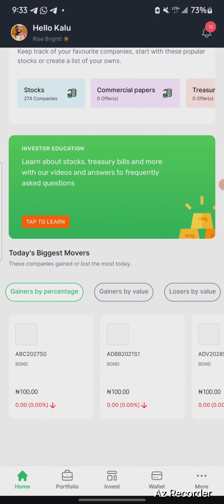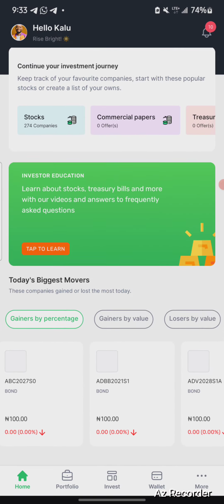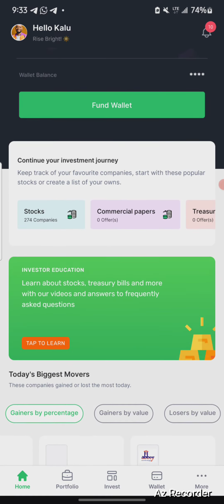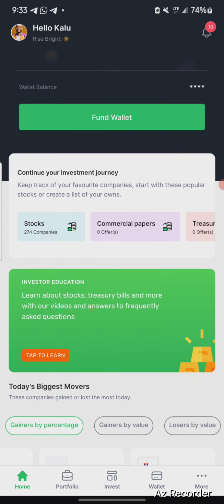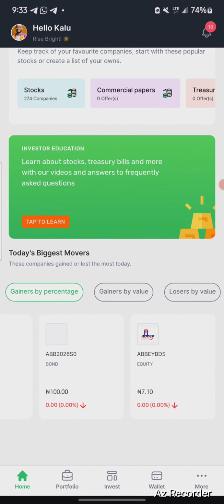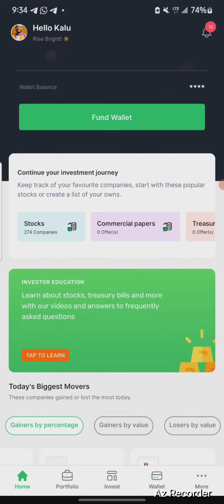This is a simple way to buy. If you check here, top gainers by percentage, these are places where you will see the companies that are making gains, the top gainers every day. This is where you see them. Top gainers by value, losers by value, you see all those things there. So it's very easy. That's how I invest using my Afrinvestor 2.0 to buy. I normally use this app. It's very simple and easy for me to navigate.